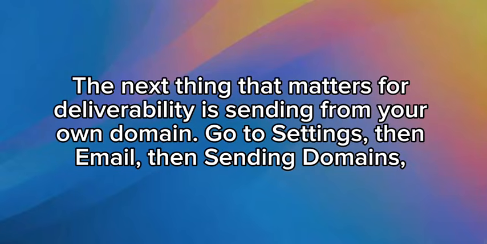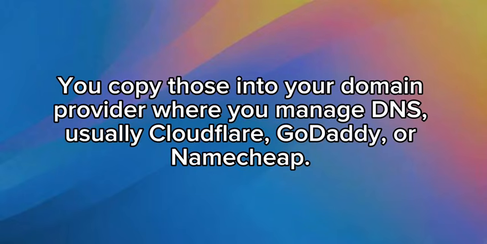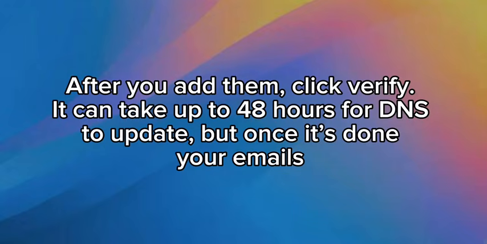The next thing that matters for deliverability is sending from your own domain. Go to Settings, then Email, then Sending Domains, and click Add Domain. Klaviyo gives you 3 DNS records, SPF, DKIM, and a tracking CNAME. You copy those into your domain provider where you manage DNS, usually Cloudflare, GoDaddy, or Namecheap. After you add them, click Verify.